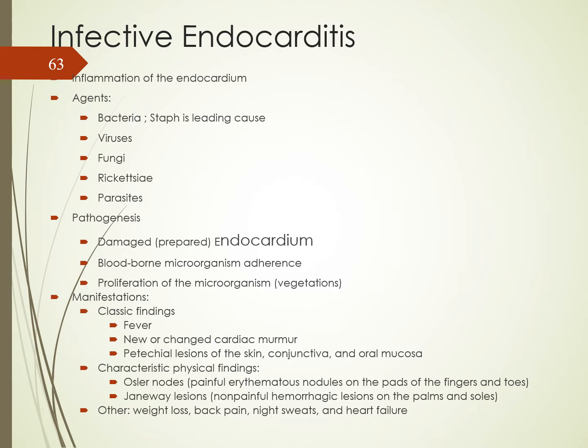So our most common sites, I think I said, were the aortic and the mitral valve. Diagnosis can be through blood cultures, which is the most definitive diagnostic procedure and is essential to guide treatment. Manifestations, classic findings, are fever, new or changed cardiac murmur, and petechial lesions of the skin, conjunctiva, and oral mucosa.